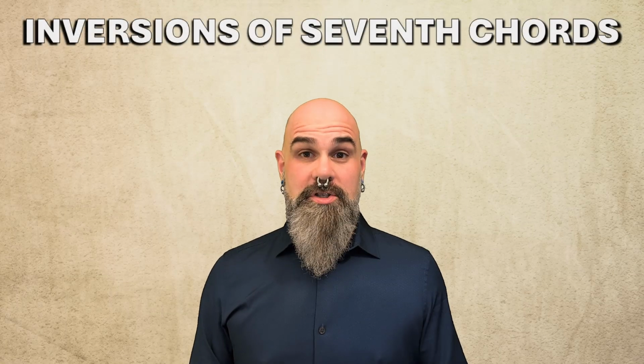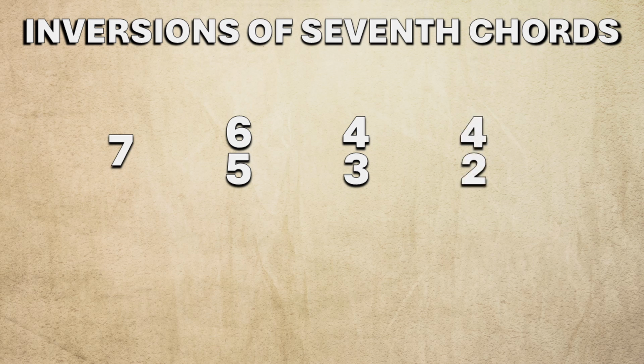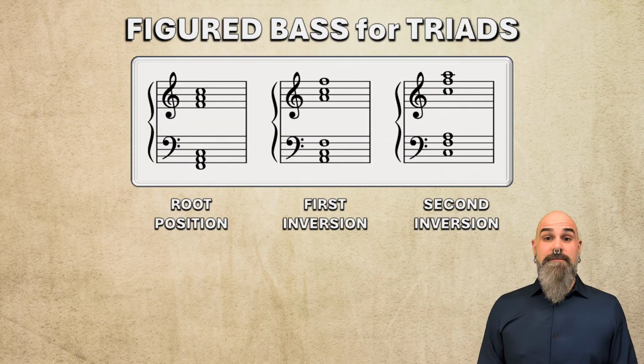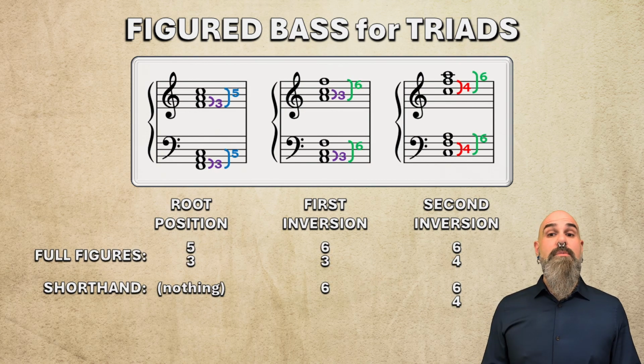Let's talk about inversions of seventh chords. In our last episode, we explored figured bass and how inversion numbers work for triads. We learned that triads have 3 positions, with a long form of notation that shows the interval stack above the bass, and a shorthand version that's used most commonly in performance and analysis.